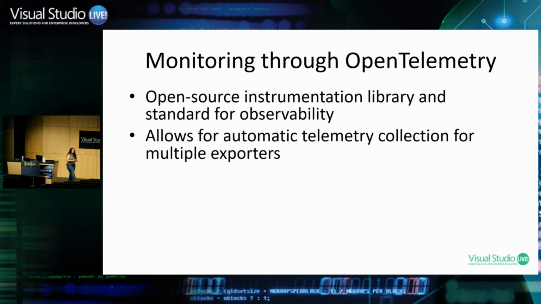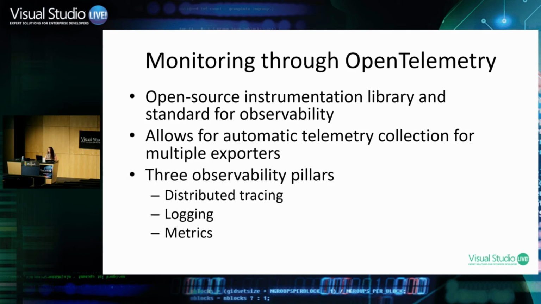So my examples are going to send the data to Azure Monitor, but if you have a different APM tool, there are exporters for many of them, and you can easily configure. You can even send the same data to multiple exporters if you'd like. There are 3 pillars in observability. The first is distributed tracing.